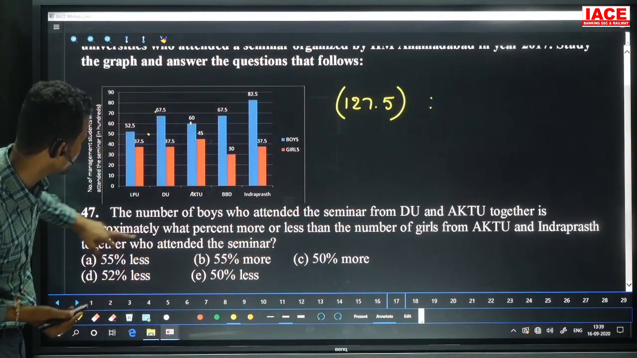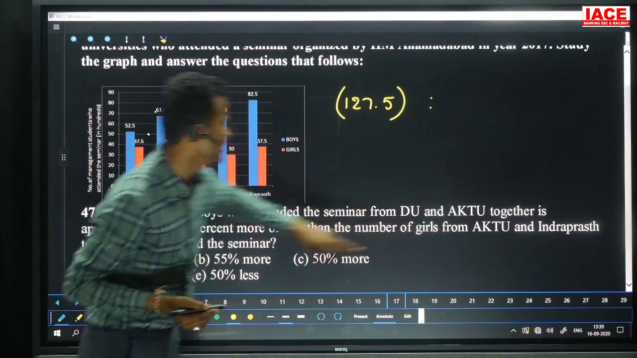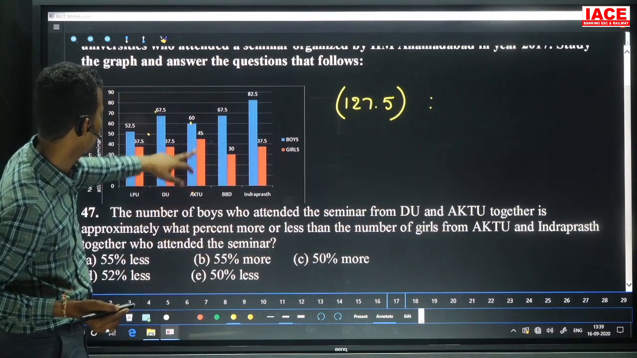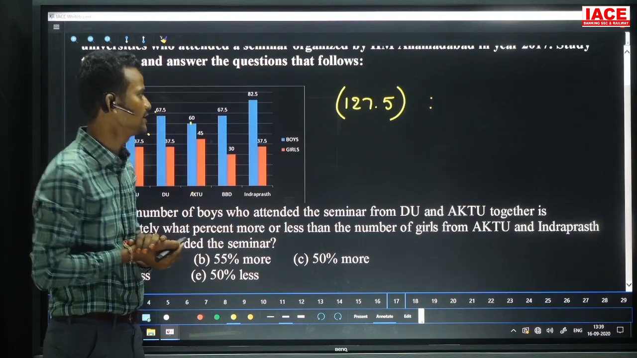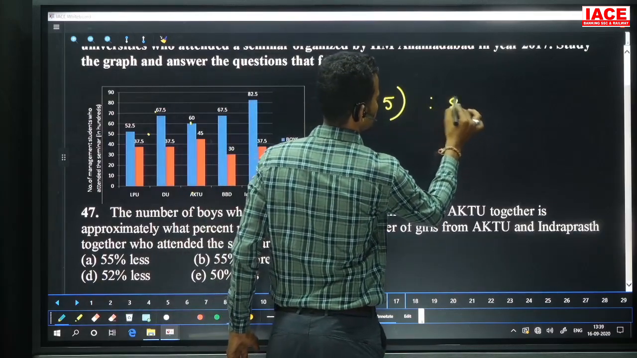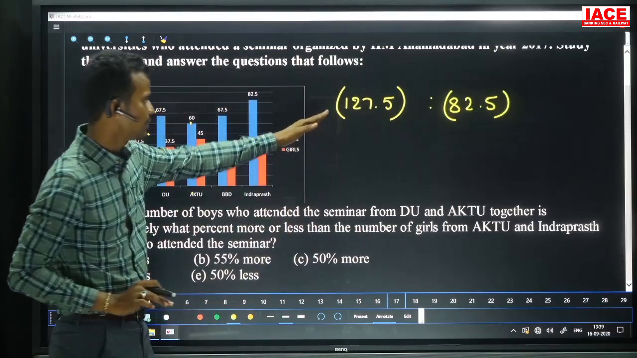Together is approximately what percent more or less than the girls from AKTU and Indra Prasad? AKTU 45, Indra Prasad 37, 45 plus 37 is 82, 82.5. Clear? This is the total girls and this is the total boys. This is how much percent more or less.